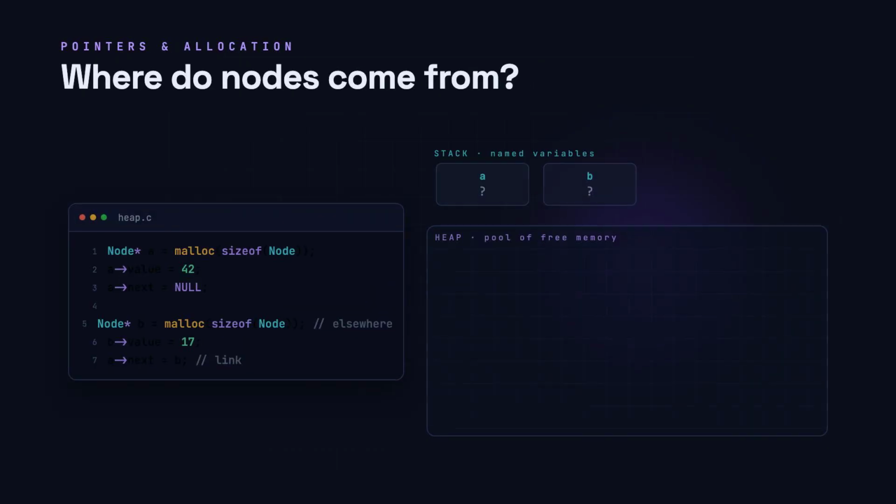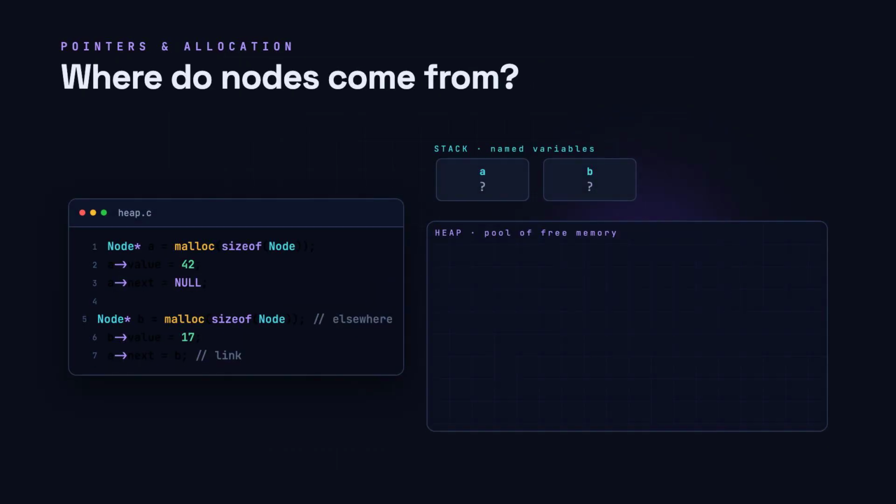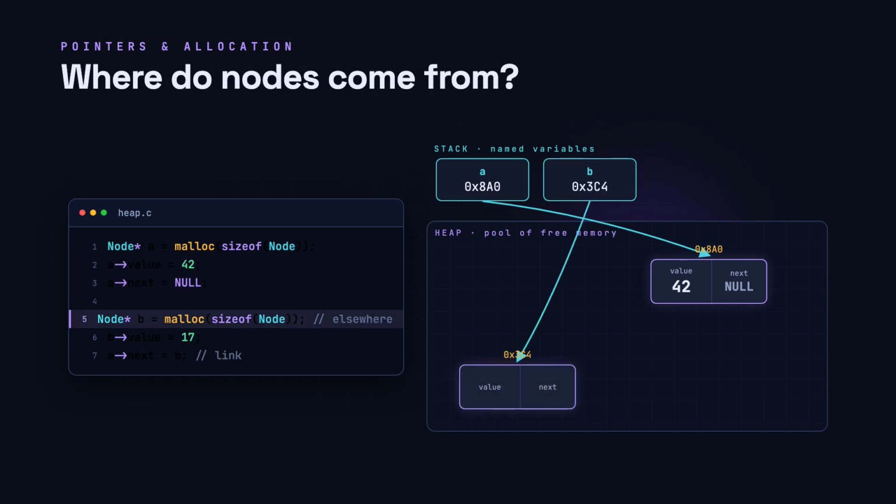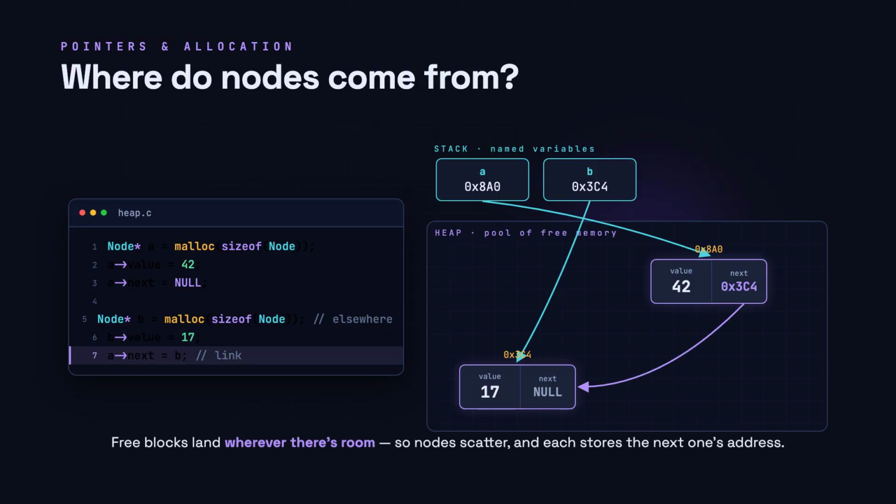So where do these scattered nodes actually come from? While your program runs, it has a big pool of spare memory called the heap. When you want a new node, you call malloc and ask for just enough bytes to hold one. Malloc finds a free block in the heap and hands you back its address, a number that says where the block lives. You keep that address in a pointer. Ask for a second node, and malloc gives you another free block, but wherever there happens to be space, often far from the first. That is why linked list nodes end up scattered, and why each one must store the address of the next. A pointer, really, is nothing more than a variable that holds an address.